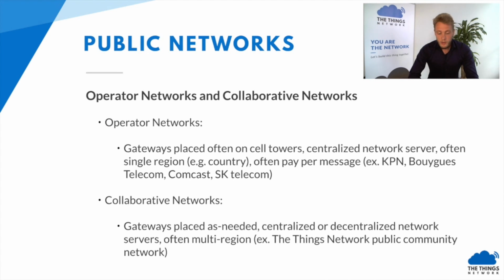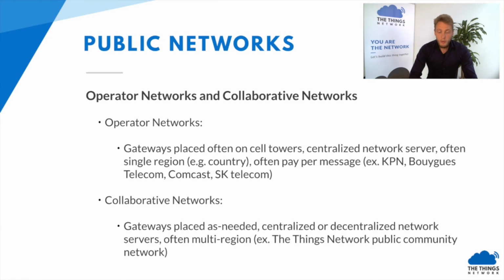So the first type of networks is a public network. And a public network is defined by using shared gateways. There are two types of public networks. First, the operator network, which uses gateways that are placed on cell towers. They often have a centralized network server, and they are operated in a single region. So, for example, a country or a city. And very often, the business model is that customers pay per message. And examples of an operator network are KPN, Bouygues Telecom, SK Telecom, and Comcast.